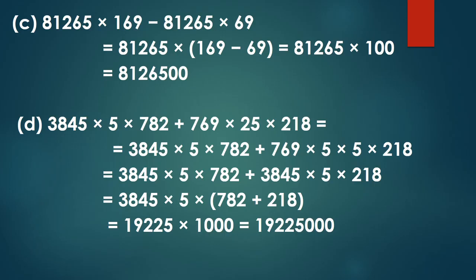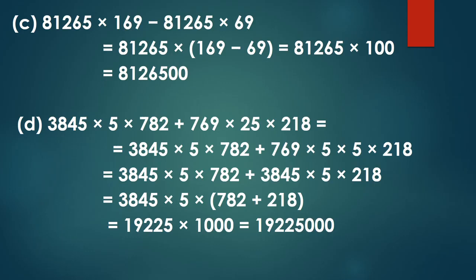From the first, what is left? 169. Now see, in this question the minus sign is there. Addition is not there, so we will use the minus sign, and then in the second, 69 is left. So it is 81,265 multiplied by the bracket 169 minus 69. 169 minus 69 is 100.